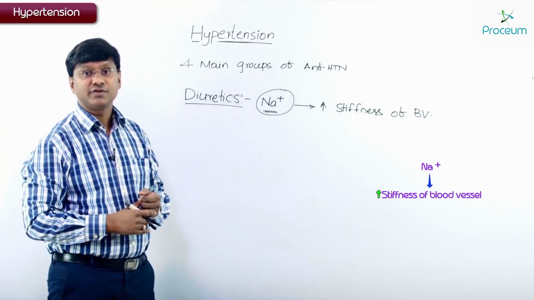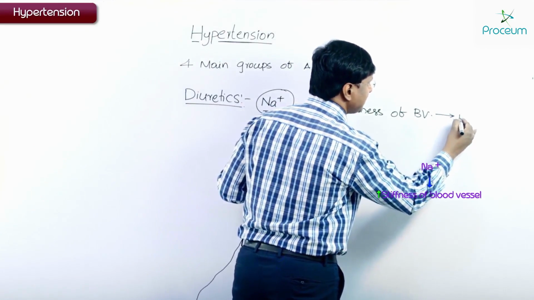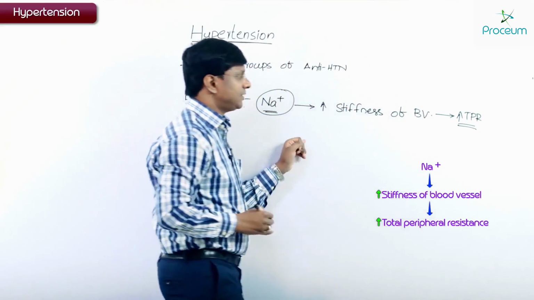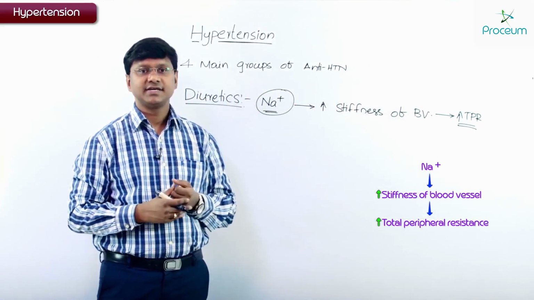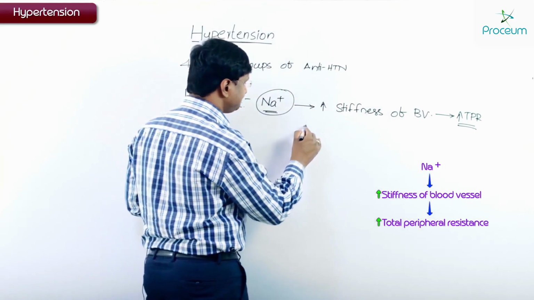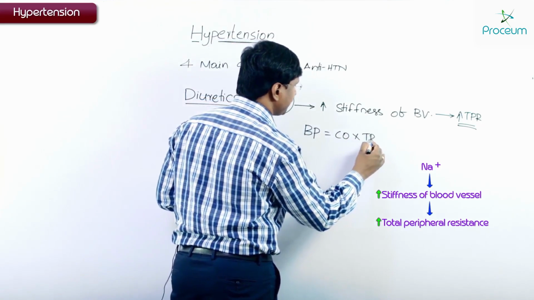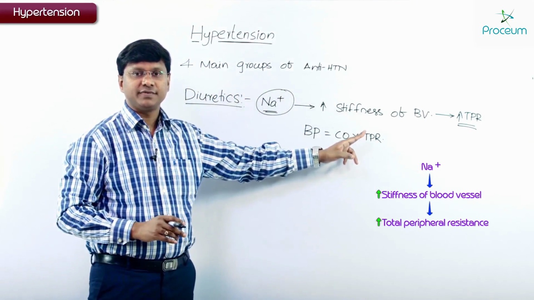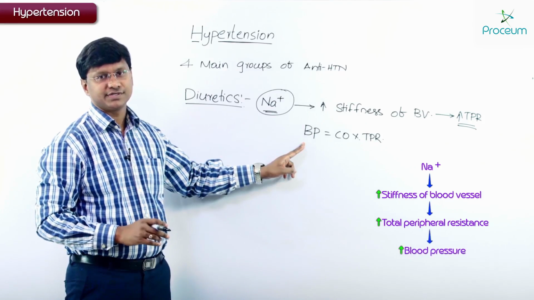When the stiffness of the blood vessel is increased, there is an increase in the total peripheral resistance. As we have discussed, blood pressure is equal to cardiac output times total peripheral resistance. So when the total peripheral resistance of the individual is increased, indirectly the blood pressure also increases.